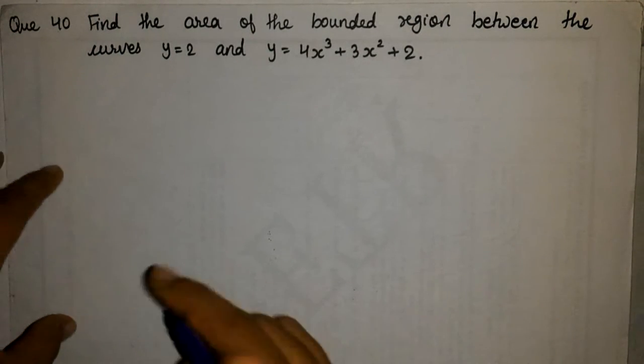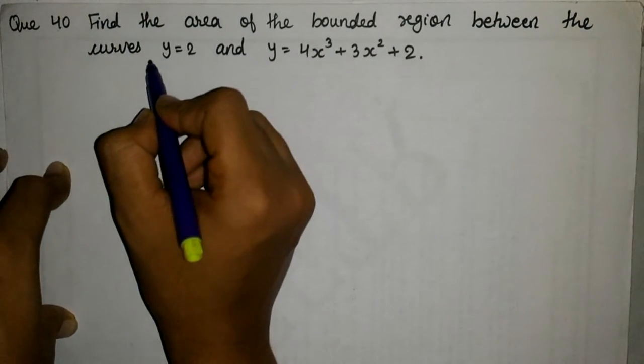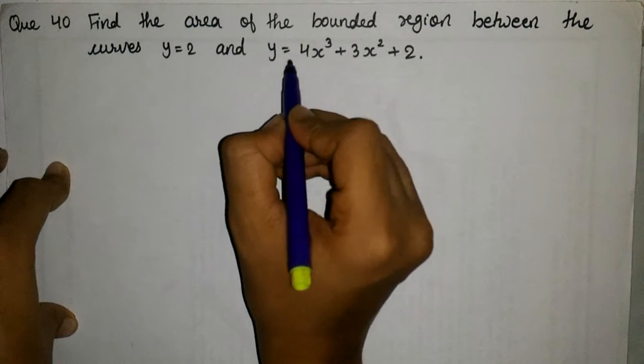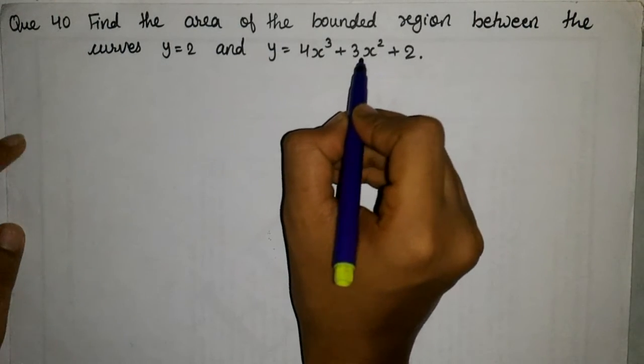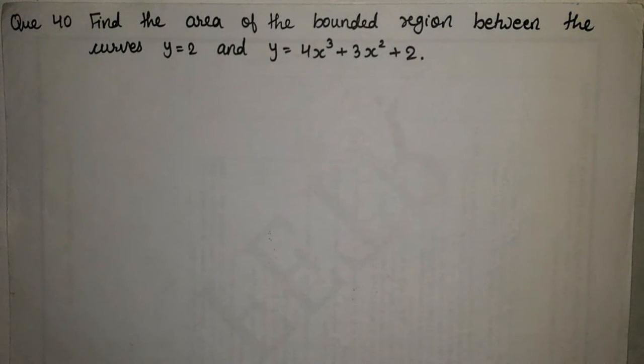So the question is: find the area of the bounded region between the curves y equals 2 and y equals 4x cubed plus 3x squared plus 2. So here our first step is to draw the diagram. So let's first draw the diagram.